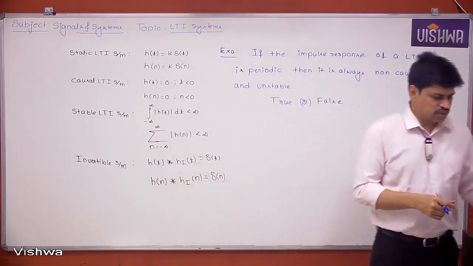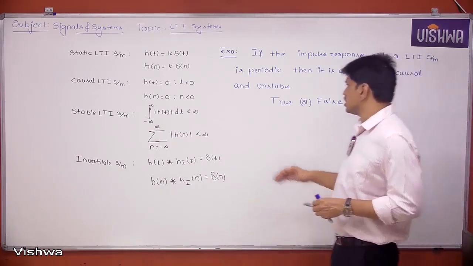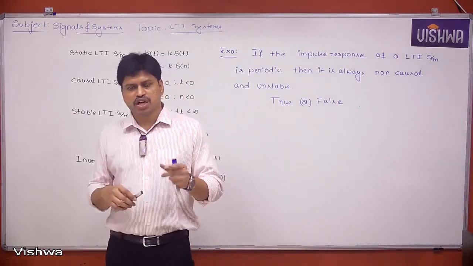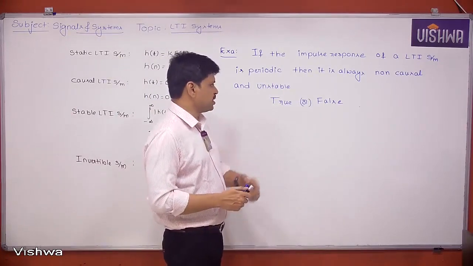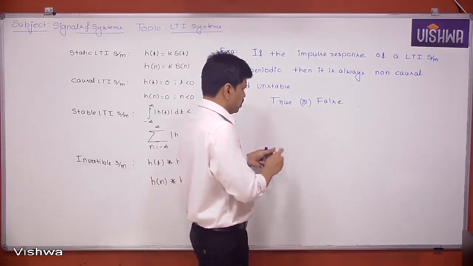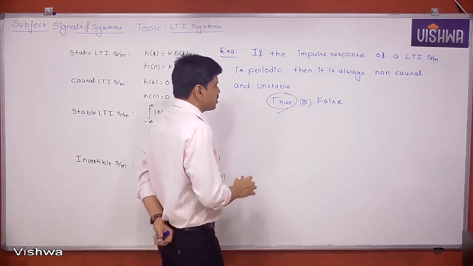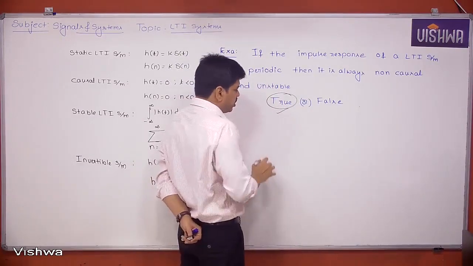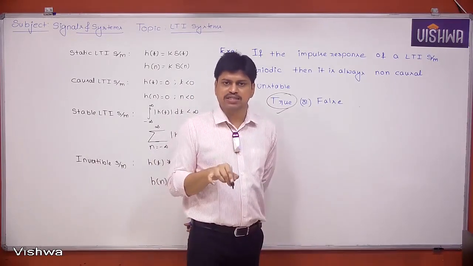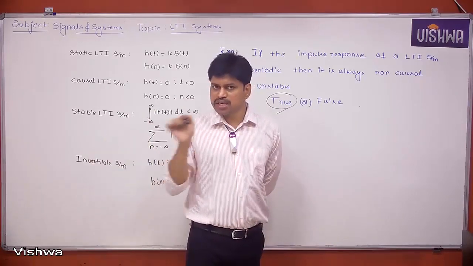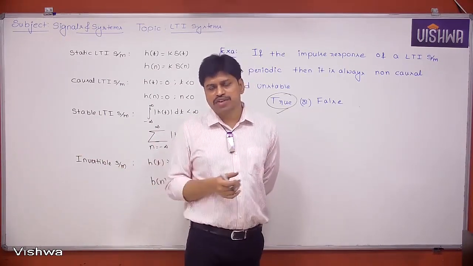Okay, so try to understand. They said the impulse response is periodic. That means h of t or h of n is periodic. Then it is always non-causal and unstable. Of course, it is true only. Why true, sir? Why can't it be false? Let's see. First, it is a periodic signal. If it is a periodic signal, it exists from t equal to minus infinity to t equal to plus infinity. What does that mean? It exists for negative values of time also.